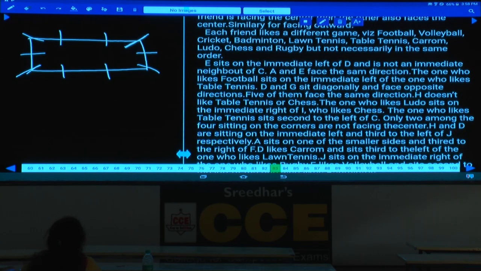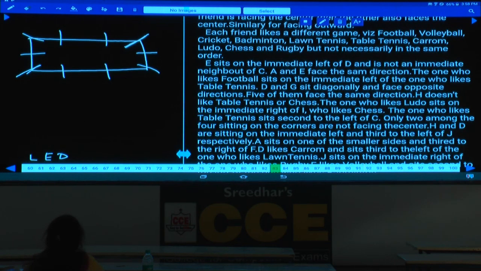E sits on the immediate left of D. How to represent this data? E sits on the immediate left of D and is not a neighbor of C. And this E is not a neighbor of C, and this C cannot be adjacent to E.